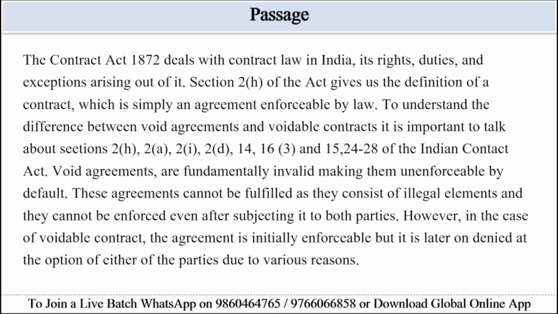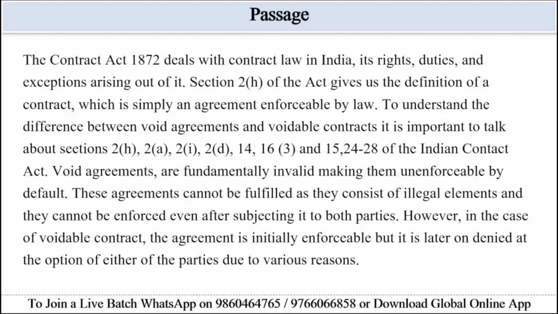The Contract Act 1872 deals with the contract law in India, its rights, duties and exceptions arising out of it. Section 2H of the Act gives us the definition of a contract, which is simply an agreement enforceable by law. To understand the difference between void agreement and voidable contract, it is important to talk about sections 2H, 2A, 2I, 2D, 14, 16, 3 and 15 with 24 to 28 of the Indian Contract Act.